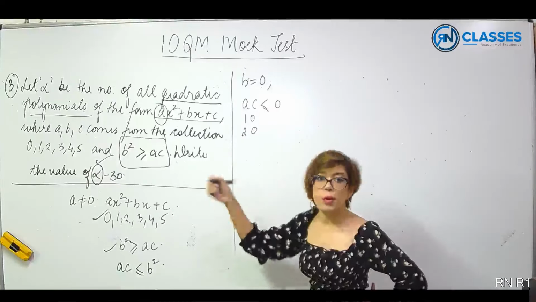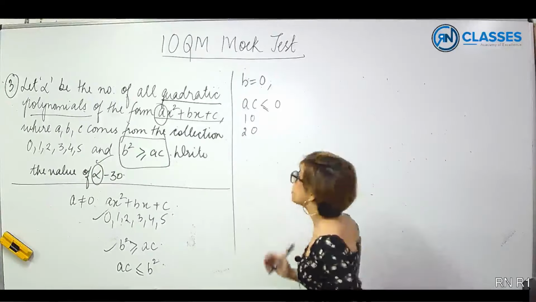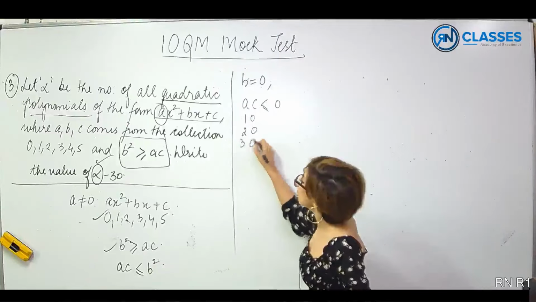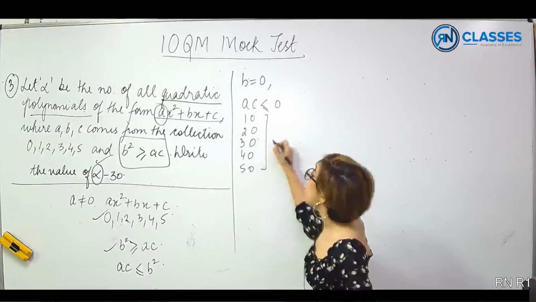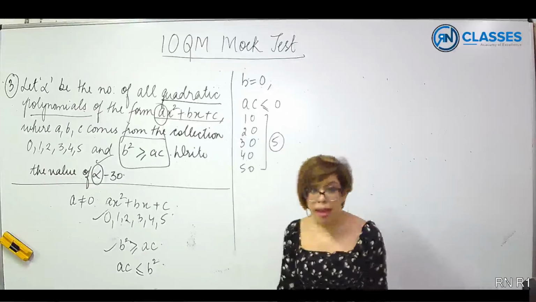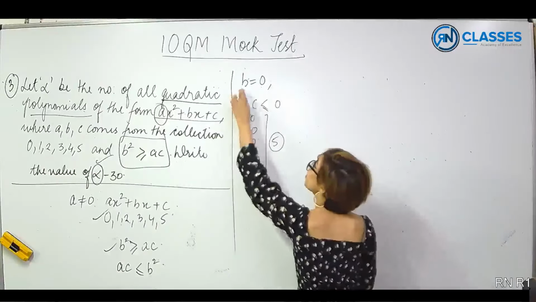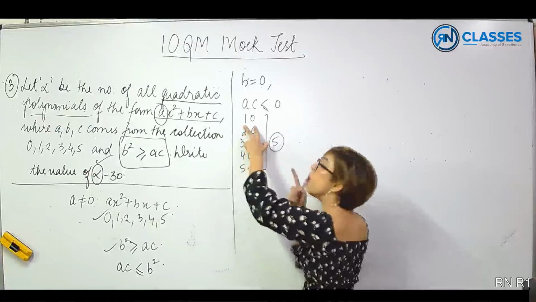Right? 2 1, 2 2, none of those satisfies. So that means now A can be 3, so 3 0. Then A can be 4, 4 0, 5 0. So from here, I get 5 polynomials. Why? Because A is equal to 1, B is equal to 0, C is equal to 0. That gives me 1 polynomial.